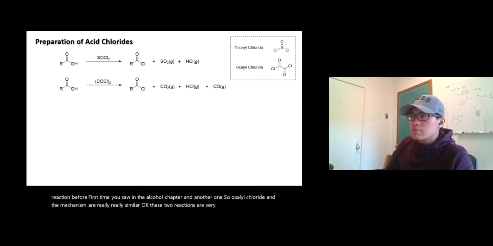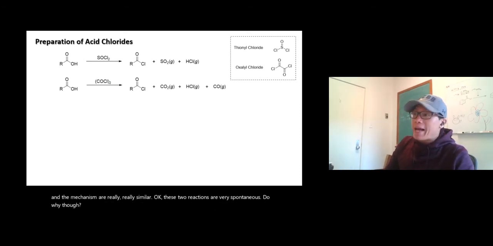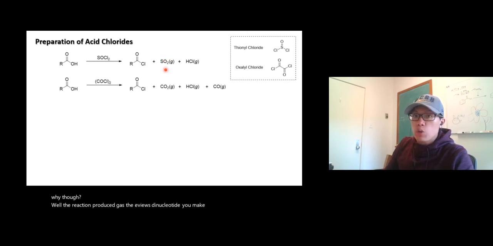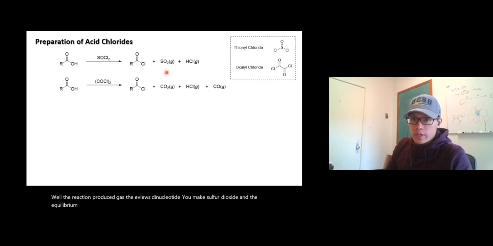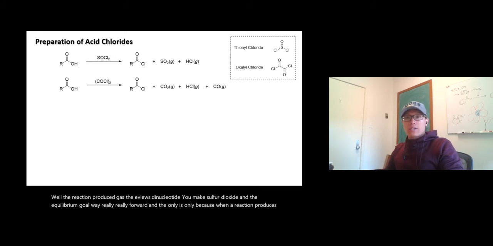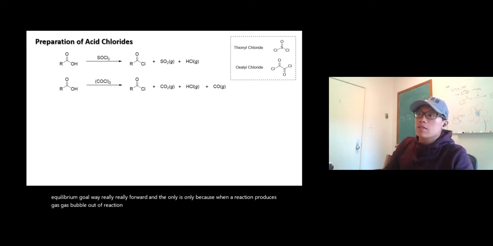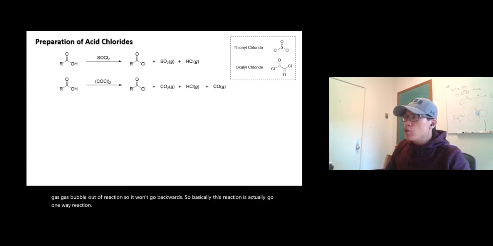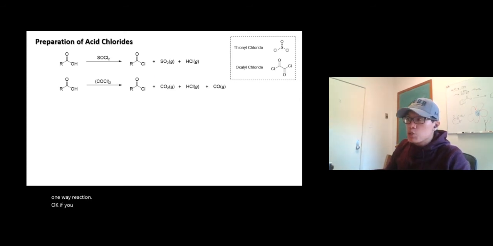Do you know why though? Well, the reaction produces gas. If you use thionyl chloride, you make sulfur dioxide, and the equilibrium goes really forward. It's only because when a reaction produces gas that bubbles out of the reaction, it won't go backwards. So basically, this reaction is a one-way reaction. If you use oxalyl chloride, you make two gases, carbon dioxide and carbon monoxide.